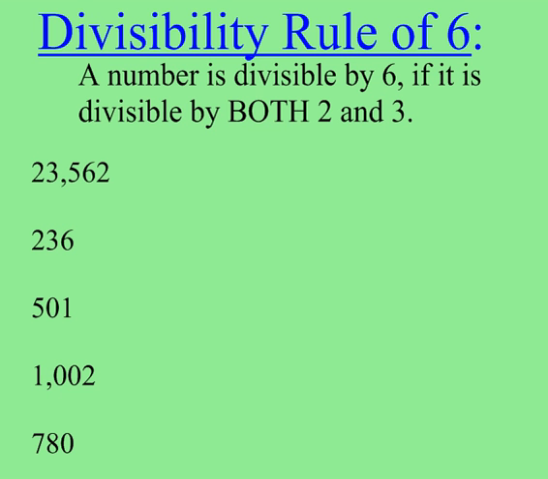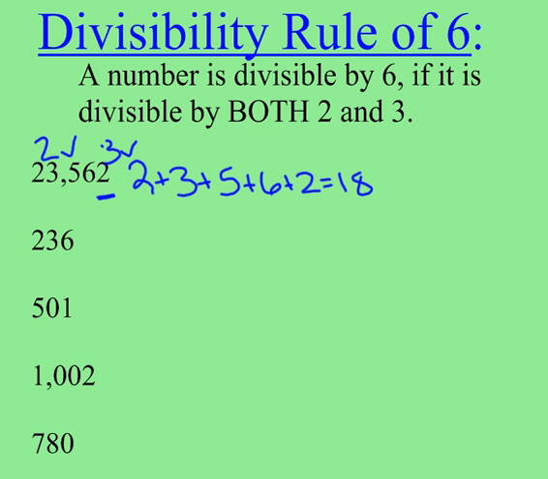In the number 23,562, it is an even number, therefore 2 goes into it. Now let's see if 3 goes into this number. Now remember, the rule of 3 is add up all the numbers, and if 3 goes into the sum, then 3 goes into the original number. Now 3 goes into 18, therefore 3 goes into 23,562. Now since both numbers go into this number, then that means that 6 goes into 23,562.